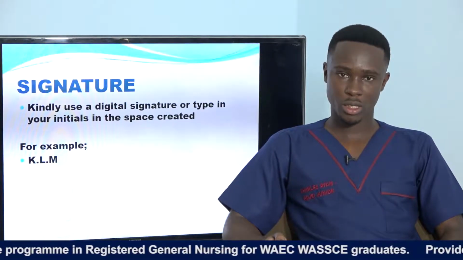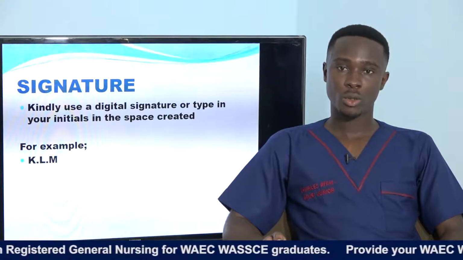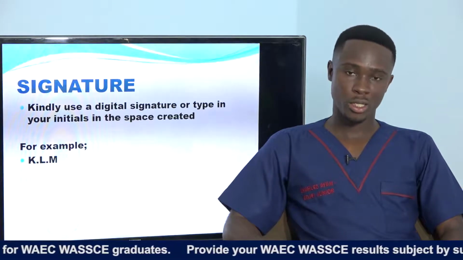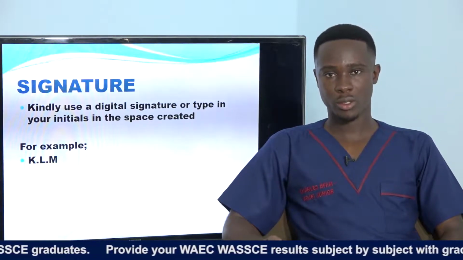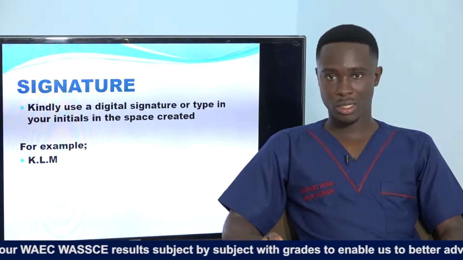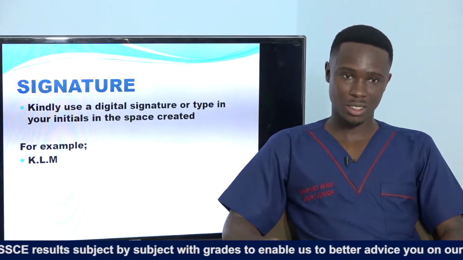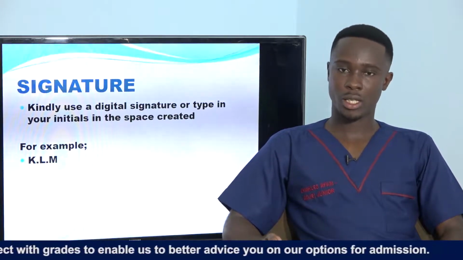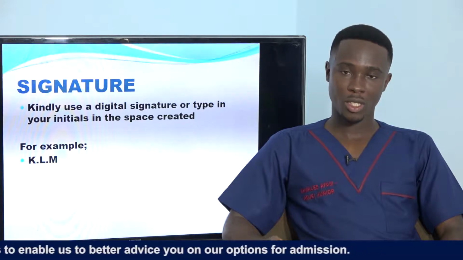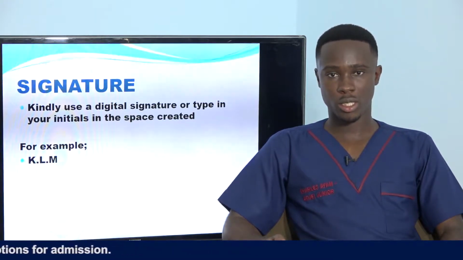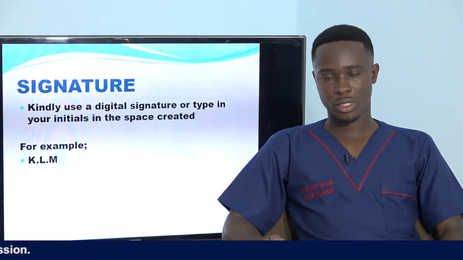Then finally, we'll come to signature. With the signature, you can either use a digital signature or type in your initials in the space created. So you realize that you have 8 columns, and the last column is for the signature. So for the signature part, you would put in a digital signature, as in a scanned signature of yourself, or you put in your initials. Your initials can be KLM, as written there. And in drawing the nursing care plan, it has to be in landscape. It makes it easier to go on the page, and it helps to do it effectively.